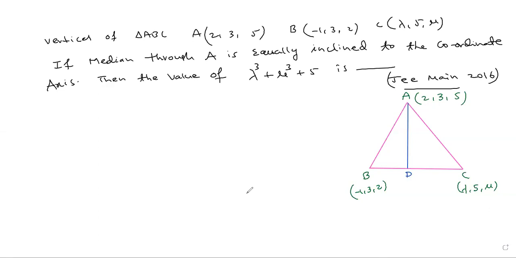Now AD, right? What is AD? AD is median. So median means this point D is exactly the midpoint of BC. Okay, so observe the solution. Given that AD is median, the median through A, which is AD. If AD is median, what is the midpoint of BC?